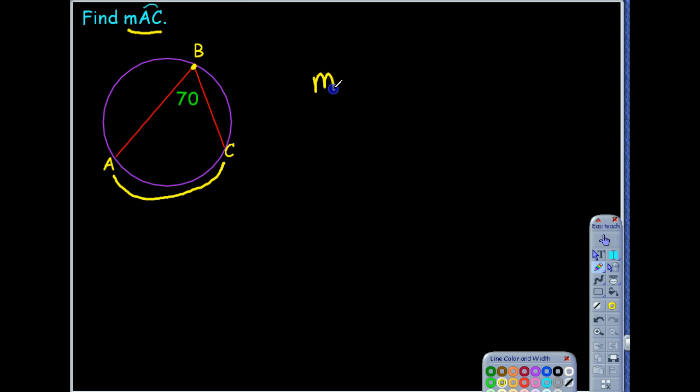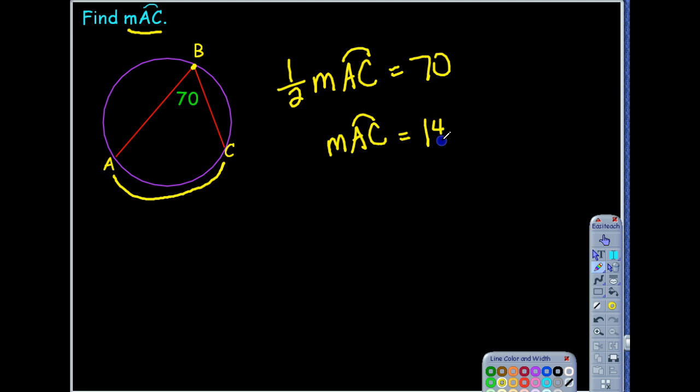So that angle B is basically half of the measure of this arc. So half of this arc will get you the angle B measure. All right? So if I want just arc AC, I'm just going to double that. So arc AC is 140 degrees. The intercepted arc should be larger than the inscribed angle. Keep that in mind. Awesome.